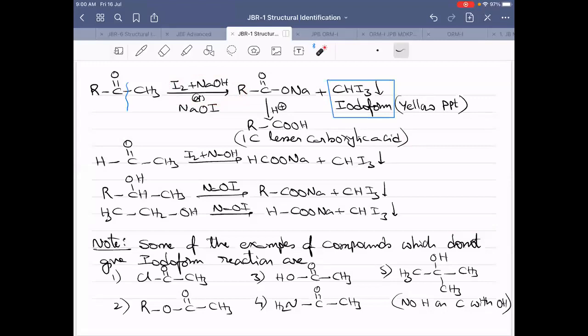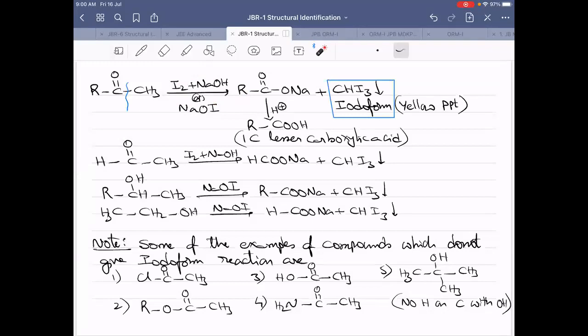The identification test purpose. Otherwise, if it is a normal reaction, not an identification test, then we can do the chloroform or bromoform reaction also. They will be discussed when we go to carbonyl compounds in 12th standard next year. So in the carbonyl compound chapter, chloroform and bromoform reactions also will be discussed. But here it is a structural identification chapter. So recognition is most important here.